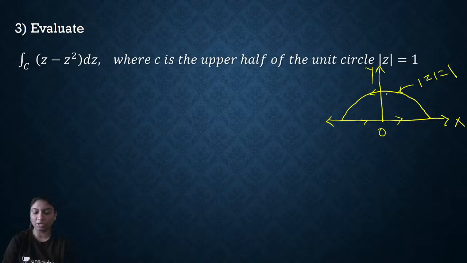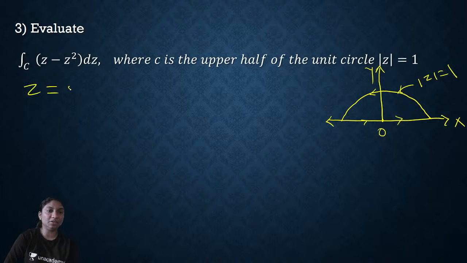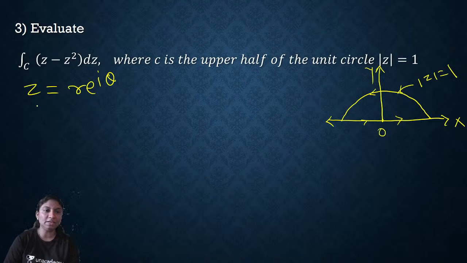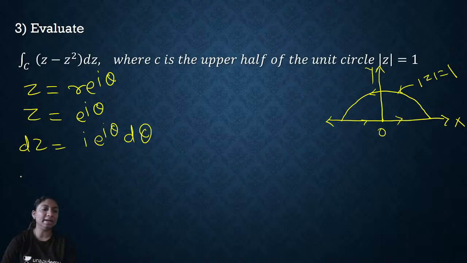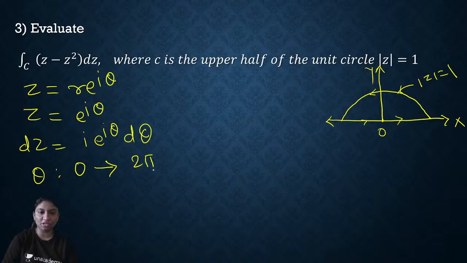This is a closed contour. So evaluate this integral. We can put z is equal to r e raised to i theta, but again here r is equal to 1. So you will get z is equal to e raised to i theta, dz is equal to i e raised to i theta d theta. And theta is varying from, now it is the upper half part of the circle, so theta is varying from 0 to pi.